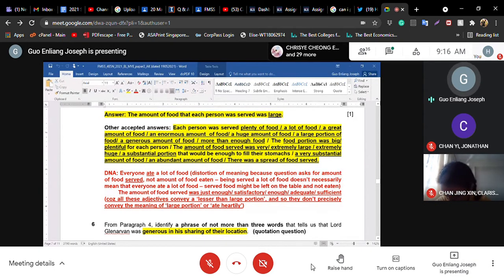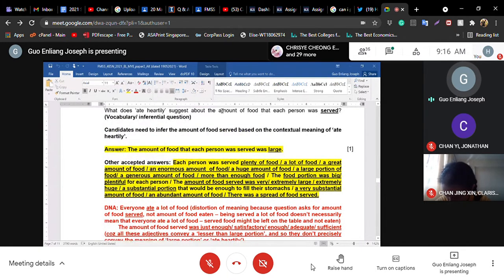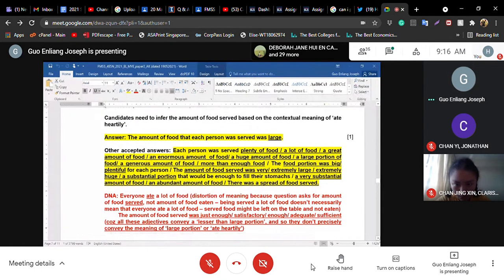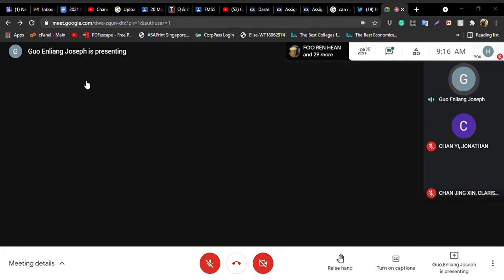Notice that the question is asking for the amount of food that each person was served. Can you see I bolded the word "served" in the question? If you were to write "everyone ate a lot of food", can you see the words underlined? It is not "served", so there's a distortion of meaning, so we didn't give the mark. Even though "a lot of" is correct, because you use the word "ate" instead of "served", the meaning is distorted.